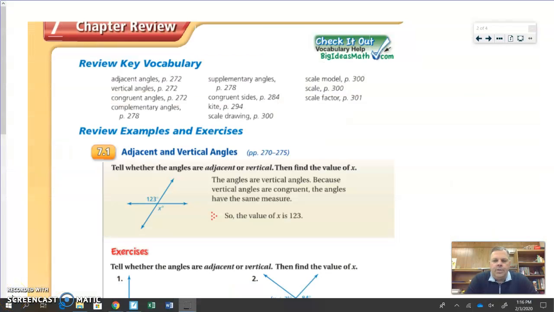We are going to be taking a quiz tomorrow, and it will be over lesson 7.1, lesson 7.2, and lesson 7.3. There will be 15 questions on the quiz. There will be 28 points, so there will be a couple things that you will have to do a couple things with. Today we are going to do a little bit of review.